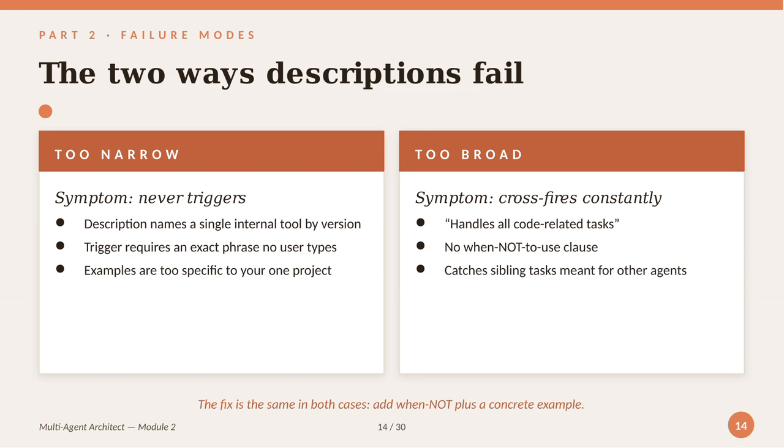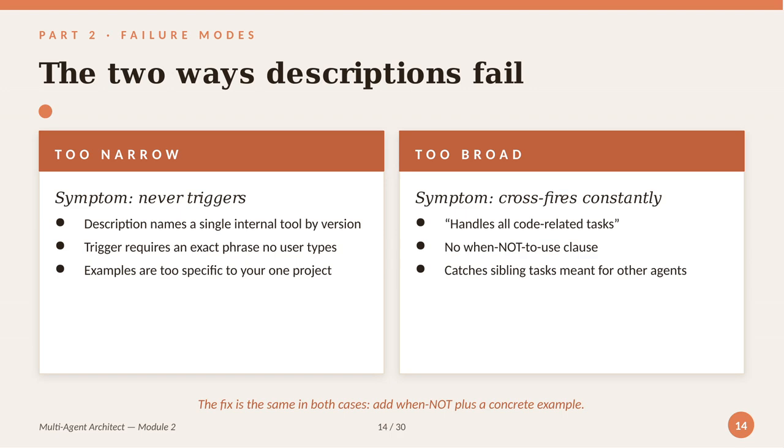Too broad. Symptom: the agent crossfires constantly. Three patterns. The description says something like, "handles all code-related tasks." There's no when-not-to-use clause, so the agent has no idea what to refuse. The examples catch sibling tasks meant for other agents.